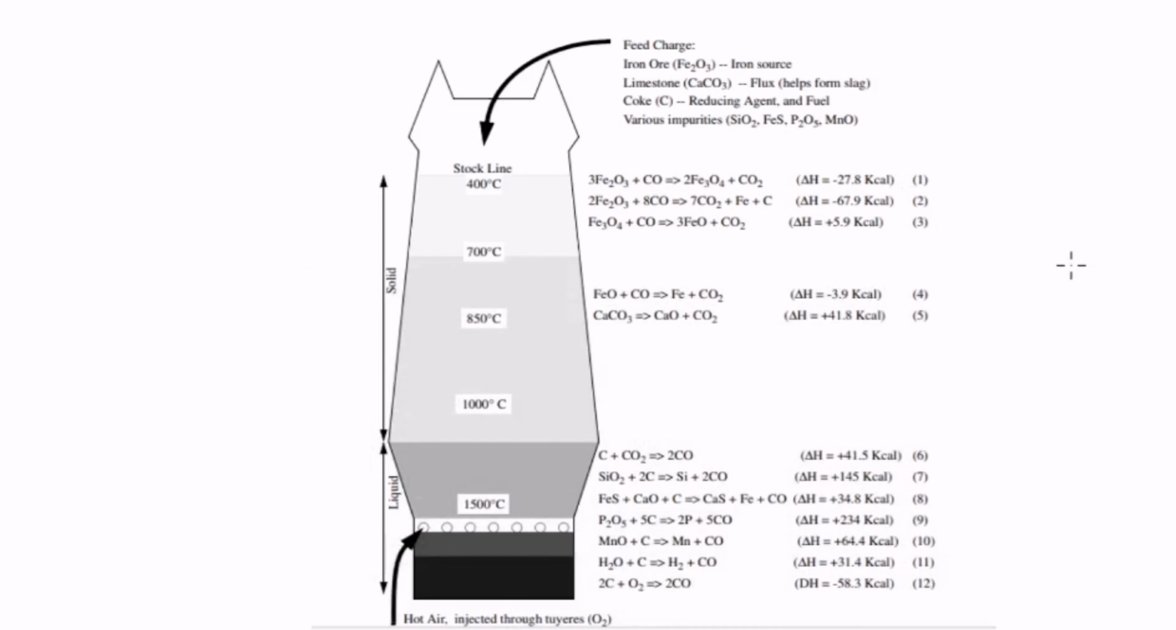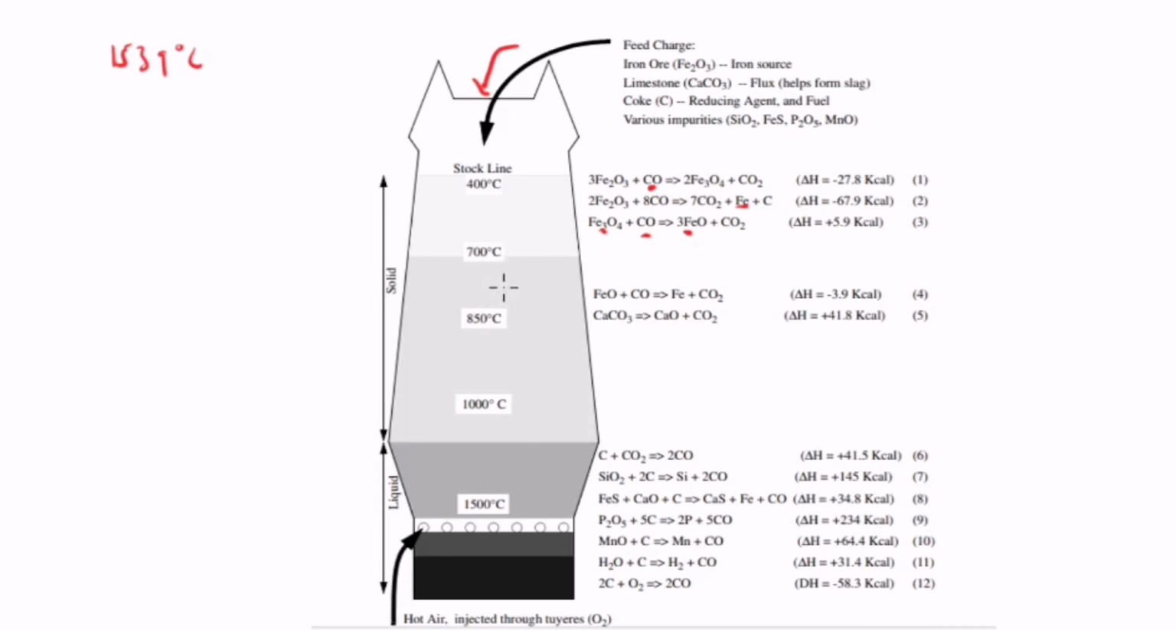Let's look at various temperatures and what happens. I told you that the melting temperature of iron is 1529. So let's look at this. Feed is charged on top of the blast furnace. This is the stock line. At 400 degrees, the iron oxide reacts with what? Carbon monoxide. So we have hematite reacting with carbon monoxide to form magnetite and carbon dioxide. And we have hematite reacting with carbon monoxide to form carbon dioxide and what? Iron. So this is reduction. That reduces it to what? Iron. But now we have magnetite reacting with carbon monoxide to form what? Iron oxide and carbon dioxide.